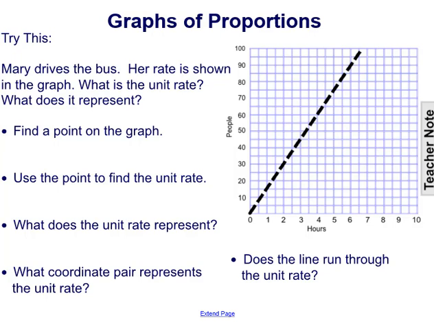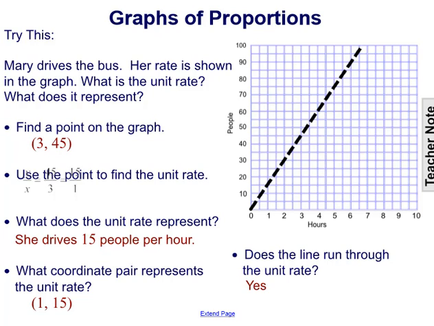And now we have this example. Mary drives the bus. Her rate is shown in the graph. What is the unit rate and what does it represent? So we'll start like we did in the other examples by finding a point on the graph and then using it to find the unit rate and then see what it represents.